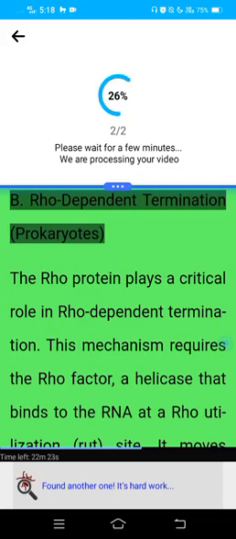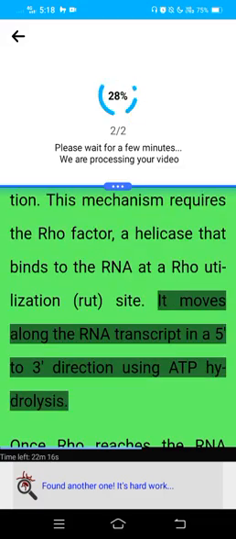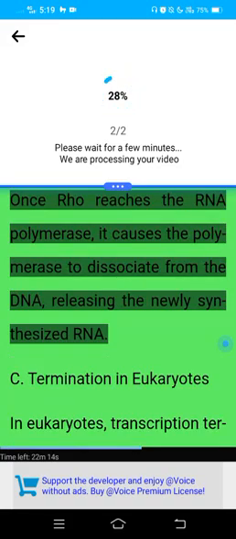Rho-dependent termination, prokaryotes. The Rho protein plays a critical role in Rho-dependent termination. This mechanism requires the Rho factor, a helicase that binds to the RNA at a Rho utilization site. It moves along the RNA transcript in a 5' to 3' direction using ATP hydrolysis. Once Rho reaches the RNA polymerase, it causes the polymerase to dissociate from the DNA, releasing the newly synthesized RNA.